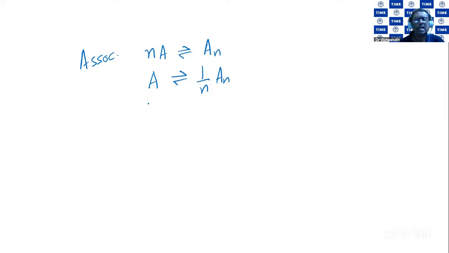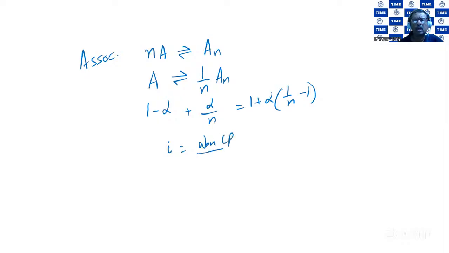So that if you had started with 1 and alpha had gone, you would have alpha by n. So that the total is now what? 1 plus alpha into (1 by n minus 1). Clear? And then i is nothing but the abnormal colligative property by the normal colligative property. Abnormal is the number of particles that you have, the observed number of particles, by what you expected.